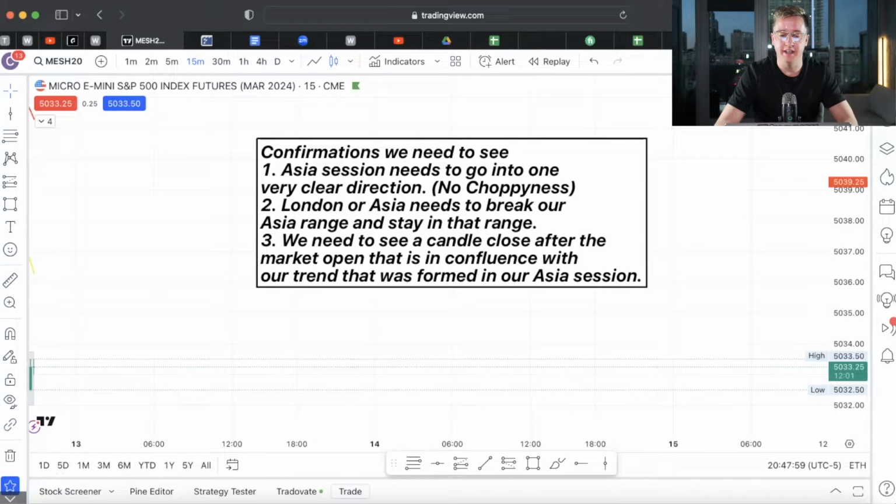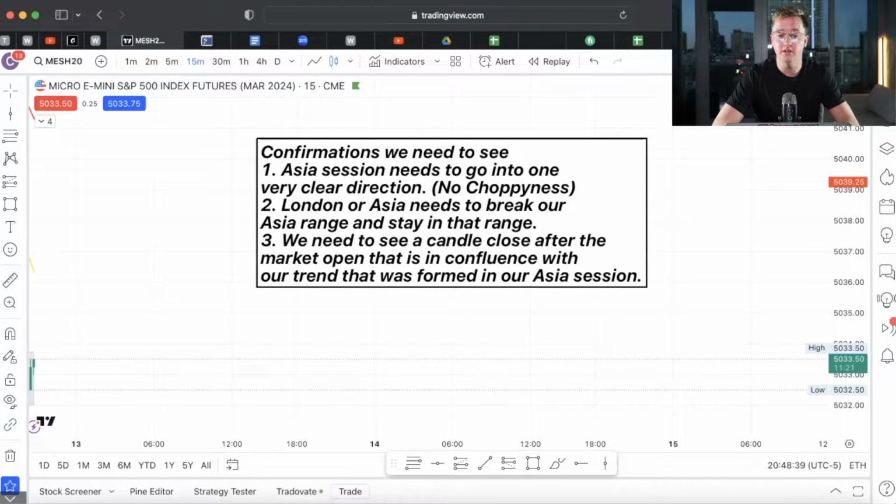I want the Asia session to be in a very clear direction. I do not want it to be choppy whatsoever. And when I'm looking at the Asia session, which is nice, it is the session with the least amount of volume. So all through the Asia and London session, I want to see very small candles that are not making very big moves. Why? Because if that is happening, that means that the market makers are holding back the volume. And during the market open, that's when we want to see the volume come out. So the Asia session needs to be in a very clear direction, no choppiness.